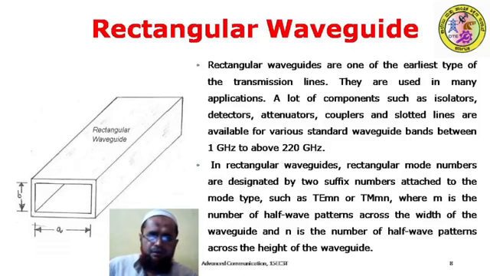Rectangular waveguides are one of the earliest types of transmission line. They are used in many applications. A lot of components such as isolators, detectors, attenuators, couplers, slotted lines are available for various standard waveguide bands between 1 gigahertz to 220 gigahertz. This range comprises the microwave band.